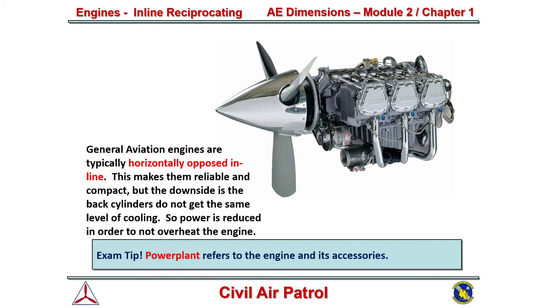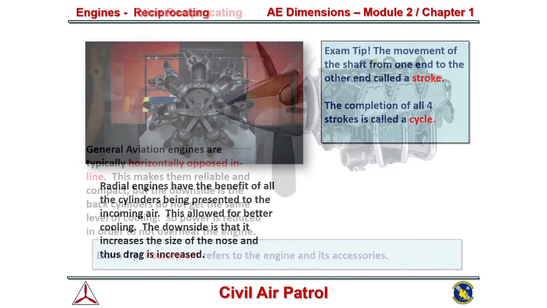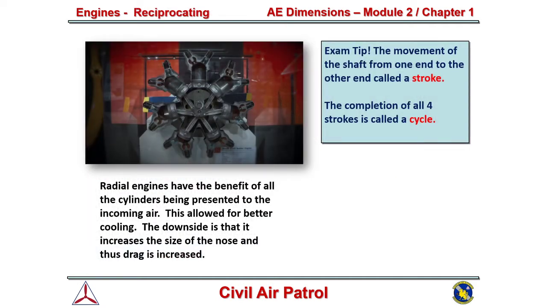If you looked at the old World War II airplanes, they could actually push the engines a little harder for a short amount of time if they knew that they could cool the engine off afterward. Also, exam tip for those taking the Module 2 exam, a power plant refers to the entire engine and its accessories. Okay, so now we talked about the radial engine.